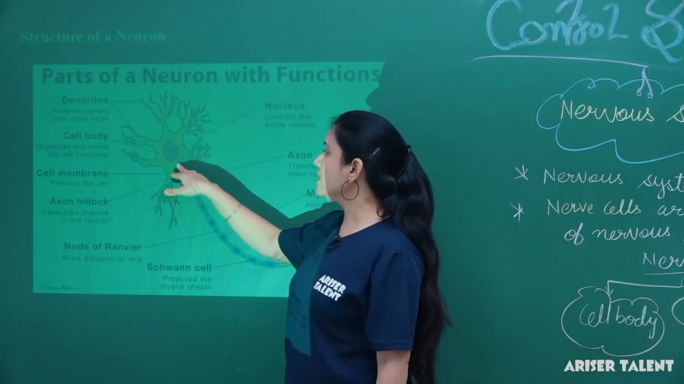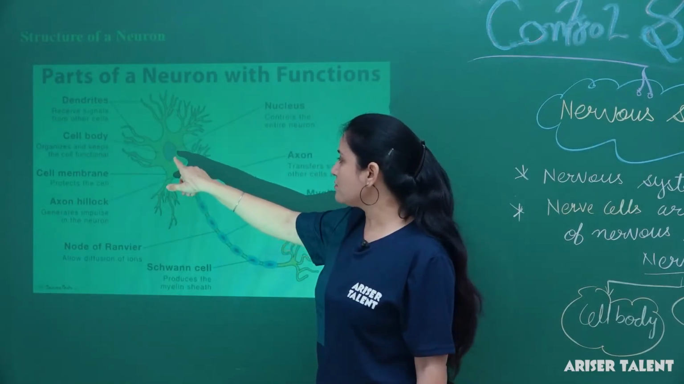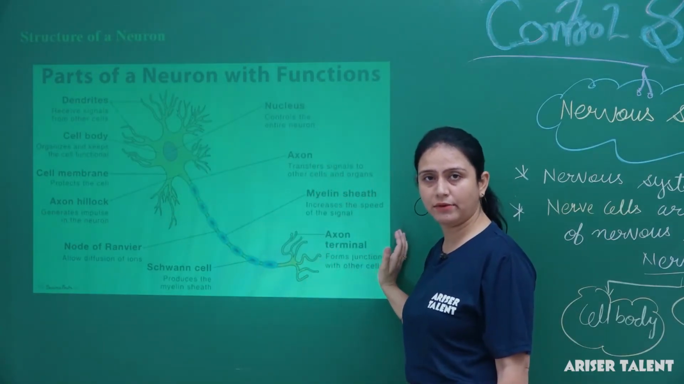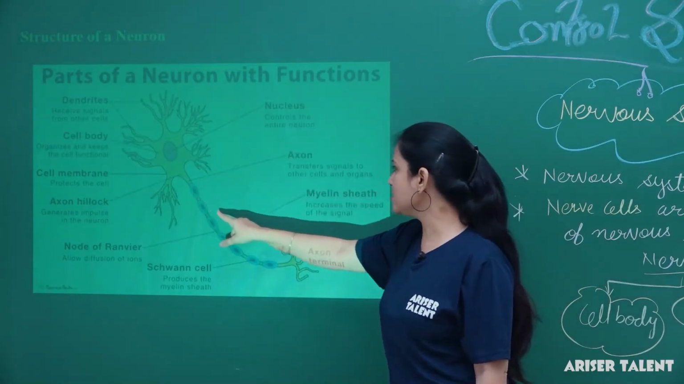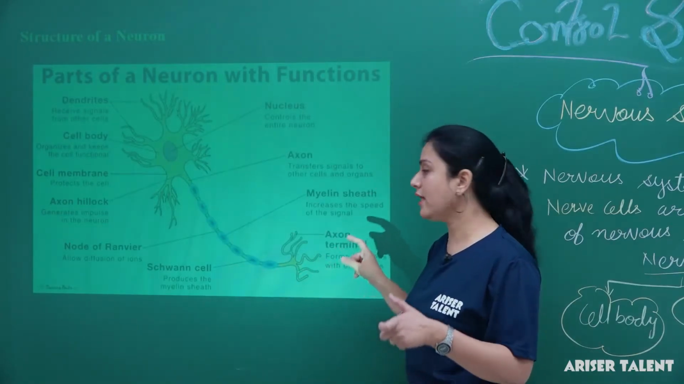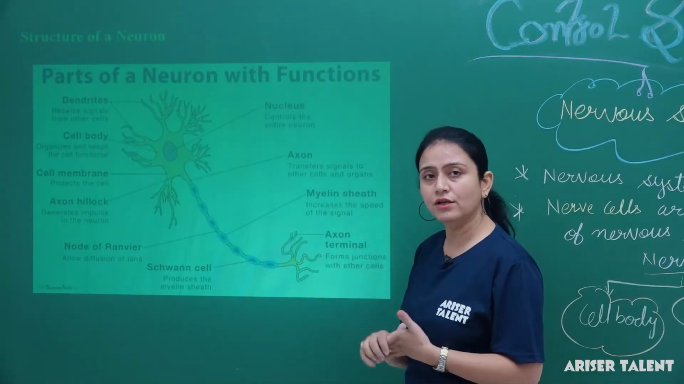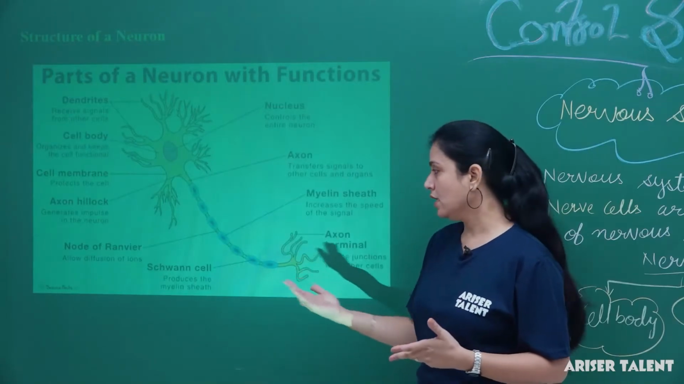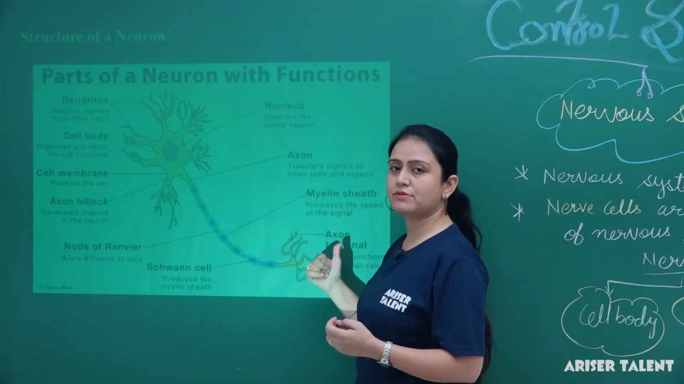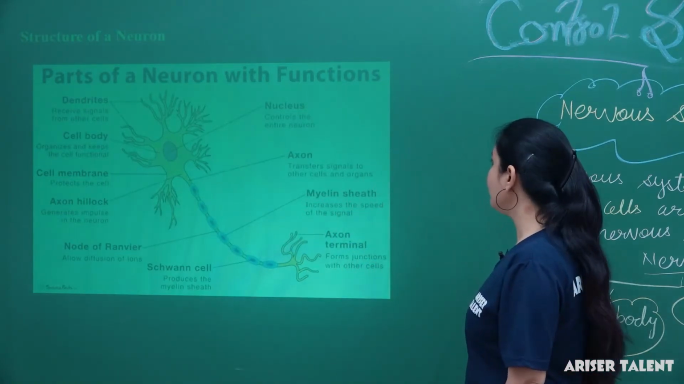So, whatever signal, meaning stimulation, is passed from dendrites to the cell body, then it is passed from the cell body to the axon. As I told you, the axon ends in the axon terminal. So, this axon transfers the signal to the axon terminal, and then the axon terminal, by the process of synapse, passes it to the other neuron. I will explain all the details of synapses further on. Okay, now this is all about the structure of a neuron.